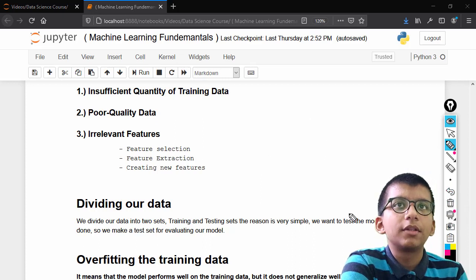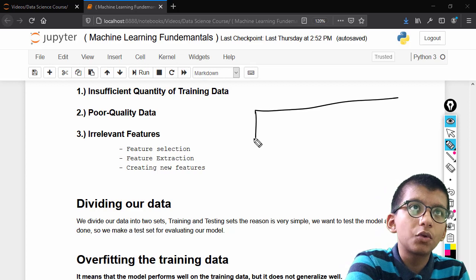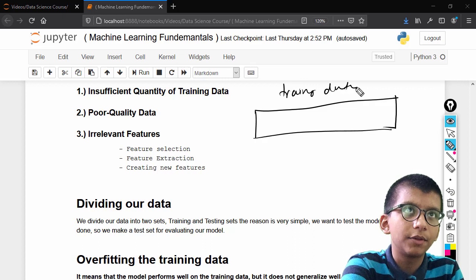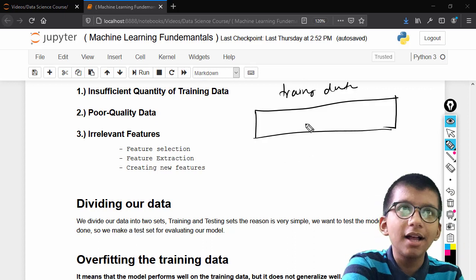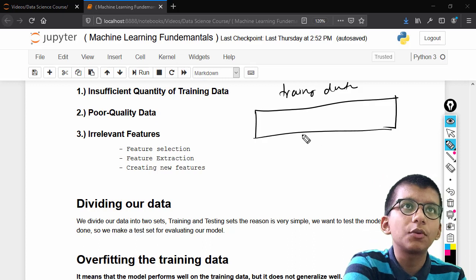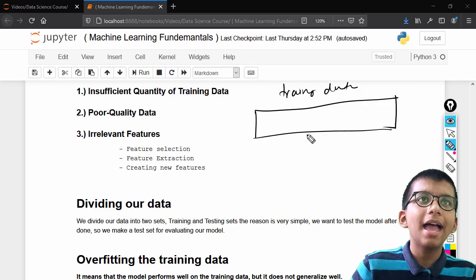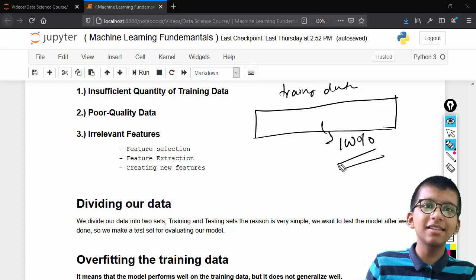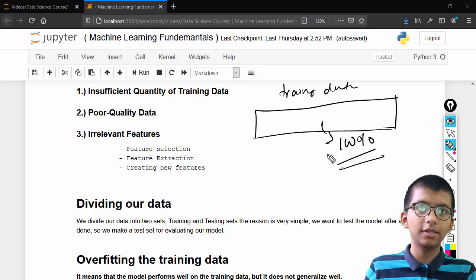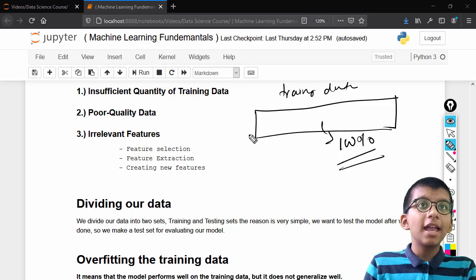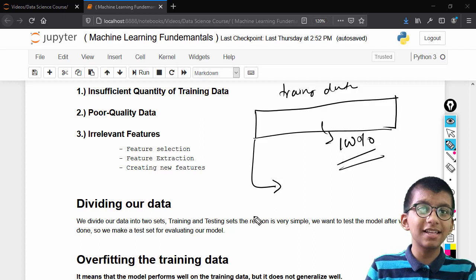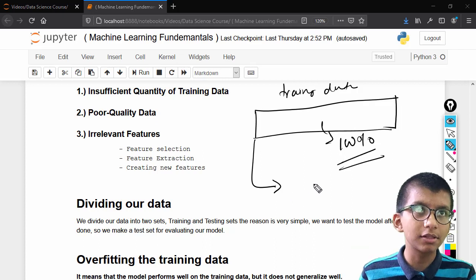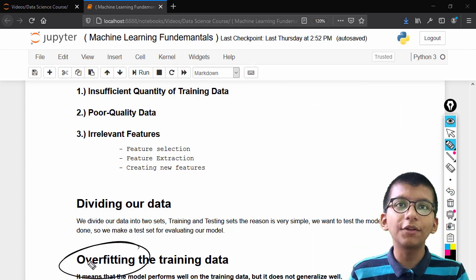Okay, so let's say we train the model using the whole training data. We have trained the model on the training data, and let's say our model gives 100% accuracy on the training data. It says that your model is 100% accurate, but on new examples, if we give a testing set, it performs very badly on the testing set or new examples. So this is called overfitting of the training data.